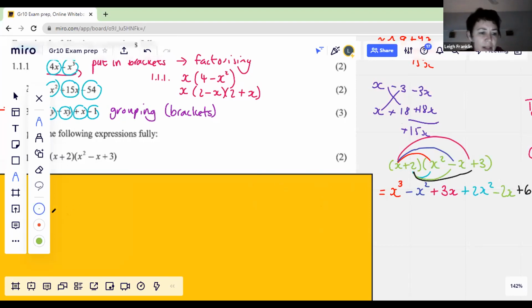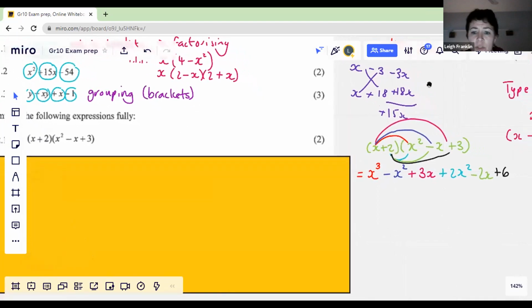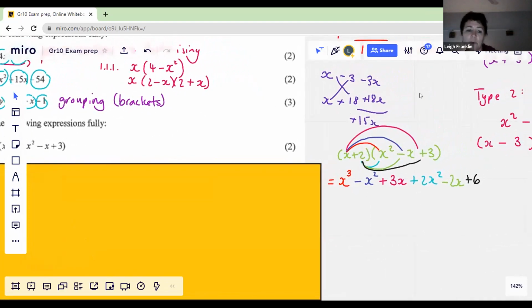So x cubed, there's no other. But does it make sense now, Sihle? Can you see where the pluses and the minuses came from? What we were doing is we were using our rules. When we multiply a positive with a positive, we get a positive. A negative times a negative is a positive. And when we multiply a positive and a negative with one another, we end up with a negative answer.